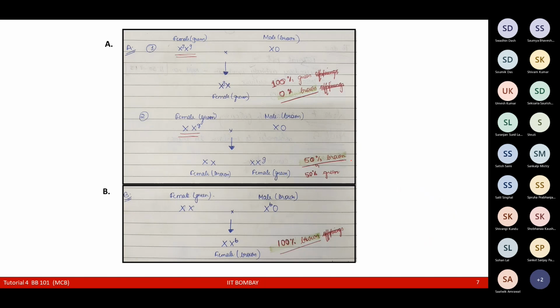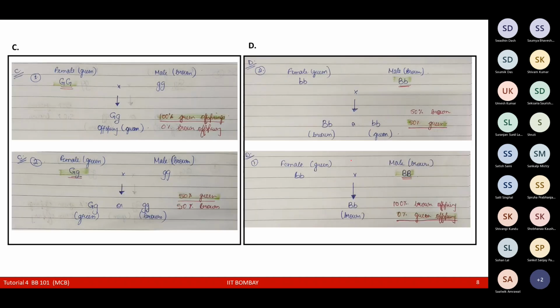So this is for the A part. This is the handwritten notes that we have made for you. You can see these things. If you have any questions, we'll discuss this at the last because the time is short now.